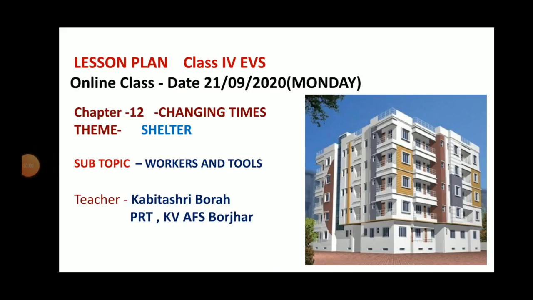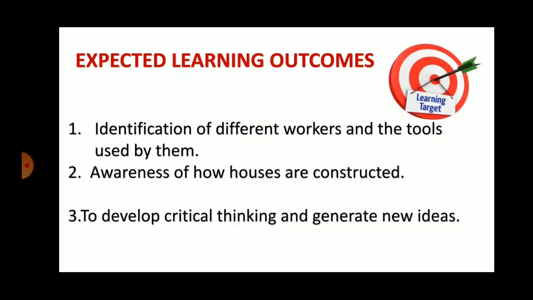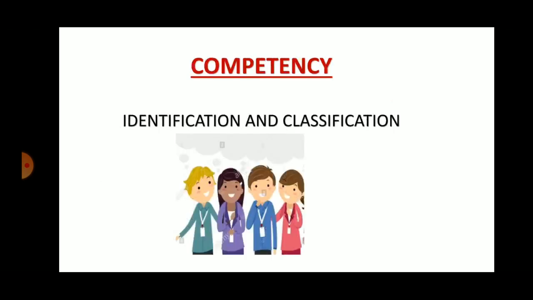It's time for today's EVS class. We are doing the 12th chapter, Changing Times. Today's subtopic is Workers and Tools. The expected learning outcomes of today's class are identification of different workers and the tools used by them, awareness of how houses are constructed, to develop critical thinking and generate new ideas. The competency covered here is identification and classification.